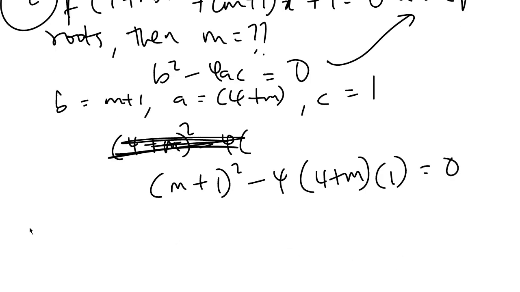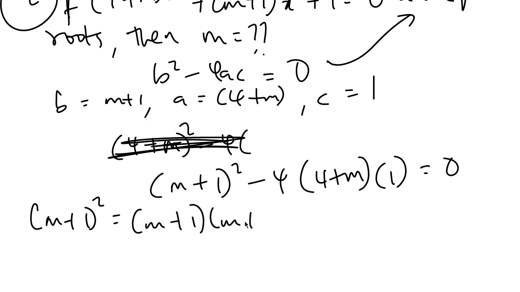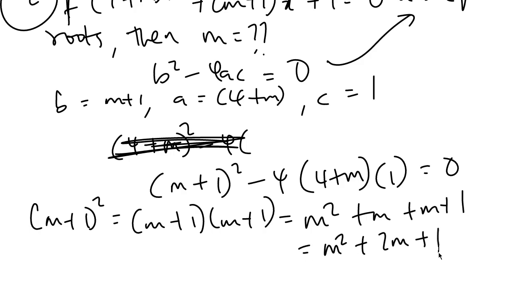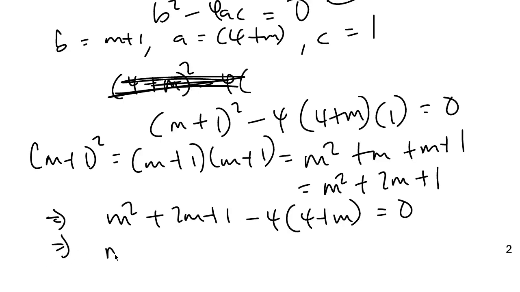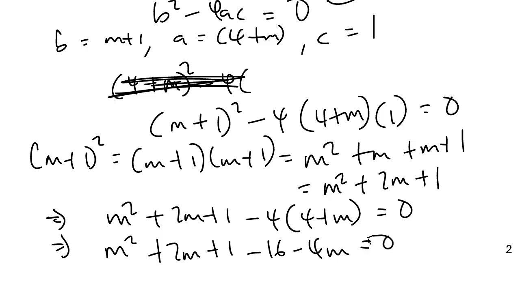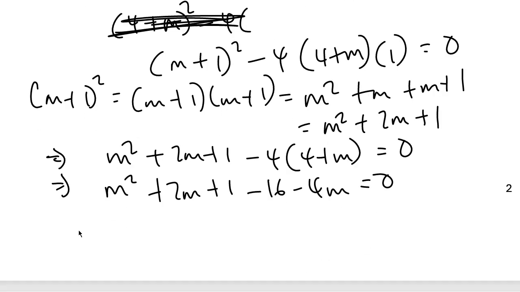An expansion of (m plus 1) all squared will be m plus 1 into m plus 1, which is m squared plus m plus m plus 1, which is m squared plus 2m plus 1. So on substituting, we now have m squared plus 2m plus 1 minus 4 into (4 plus m) should be equal to 0. On continuous simplification, we have m squared plus 2m plus 1, minus 4 times 4 is negative 16, and negative 4 times positive m is negative 4m, equal to 0.